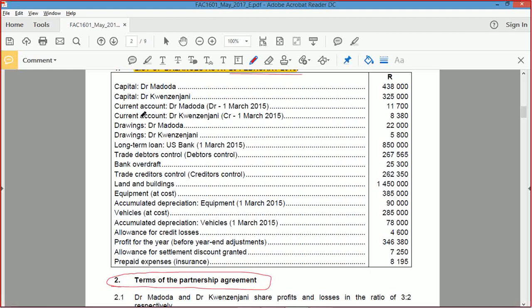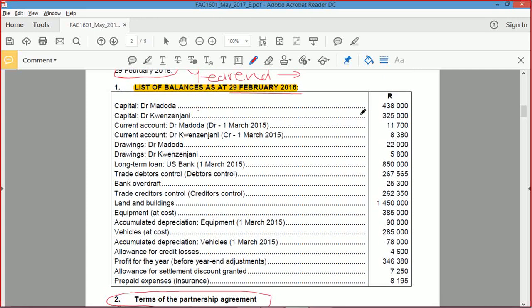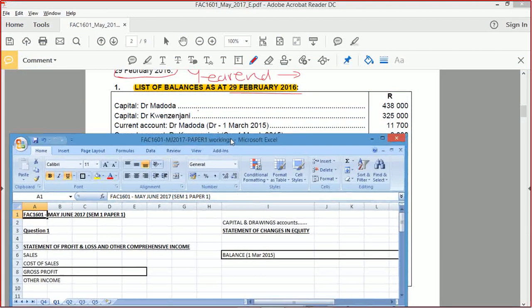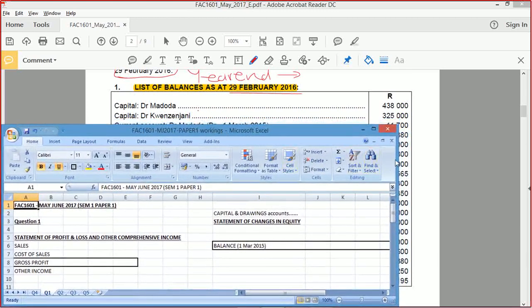Capital's capital. Exactly, but what is it? Where does it belong? Does it belong to the financial position, statement of changes in equity, or income statement? Changes in equity. Exactly. So capital for these two partners needs to be disclosed in the actual statement of changes in equity, which is here.